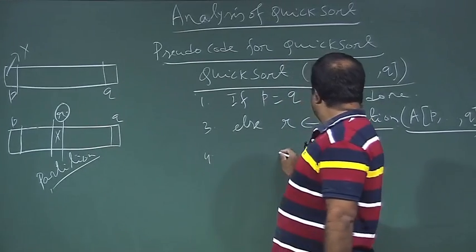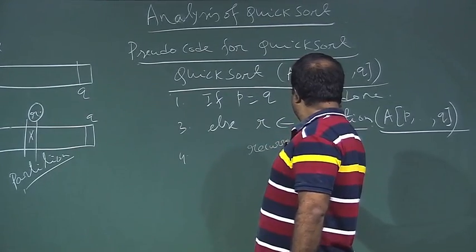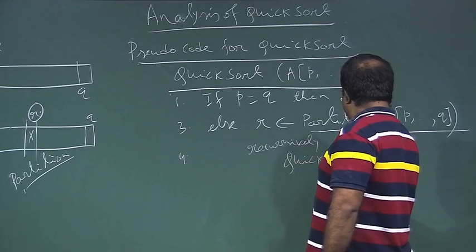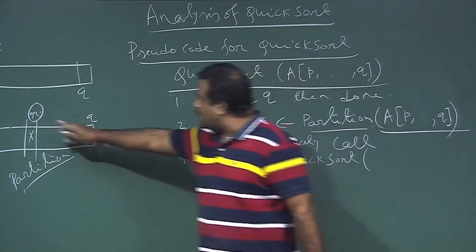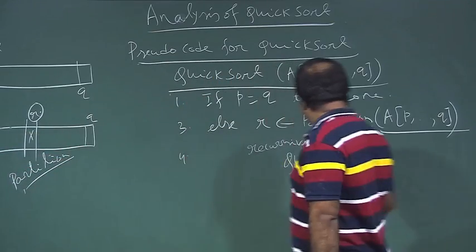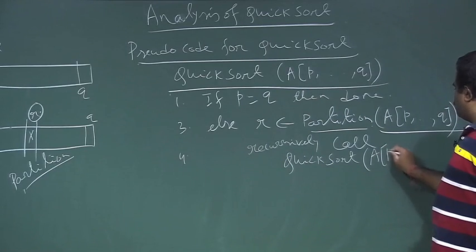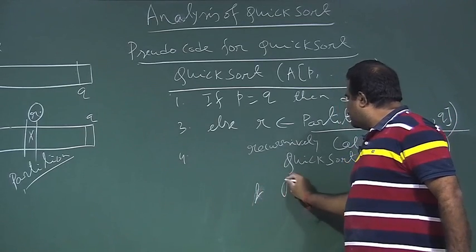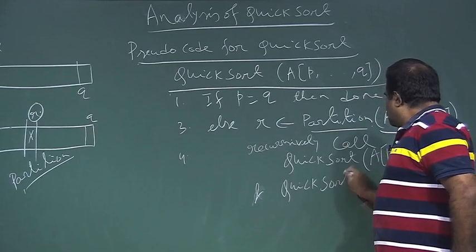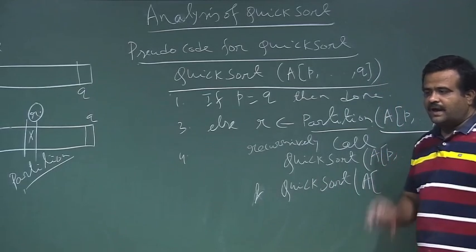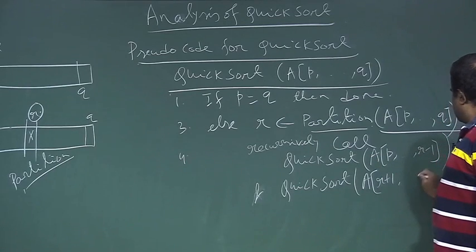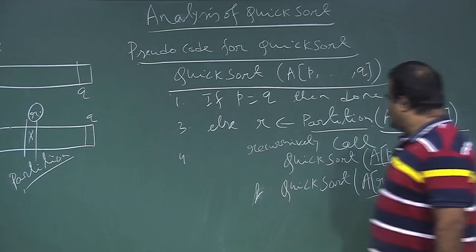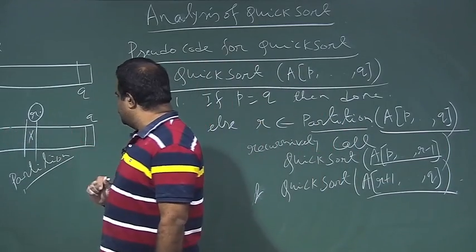So we call recursively. We have two quicksort calls, quicksort on this left subarray. That's why you have to return R, to know what the left subarray is. If we return R, then the left subarray is basically A[P..R-1]. And you have to call quicksort on the right subarray also. The right subarray is basically indices from R+1 to Q. So we sort this subarray, we sort this subarray. This is the concat step.